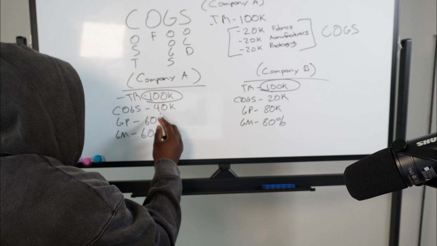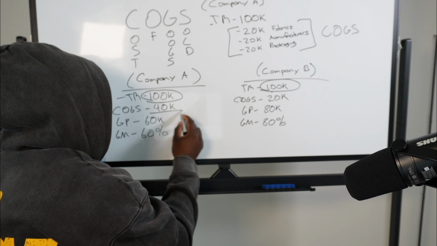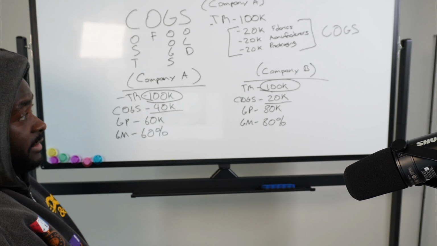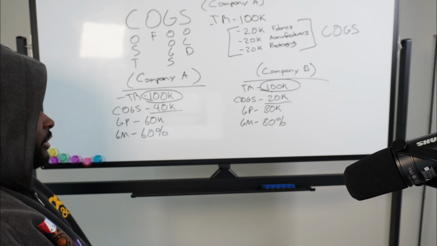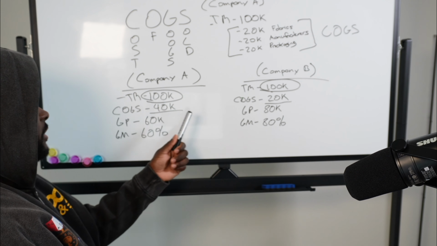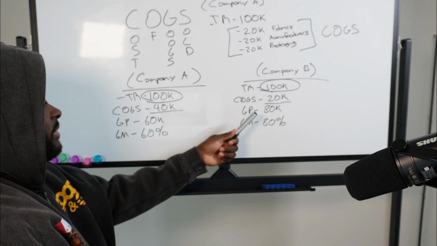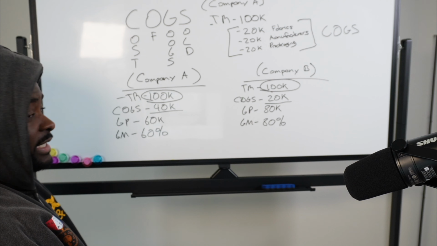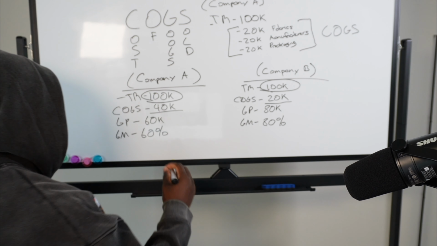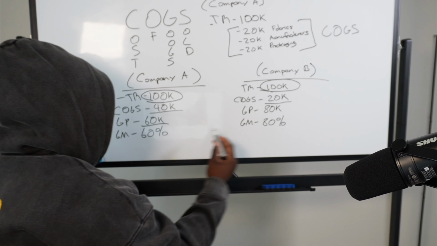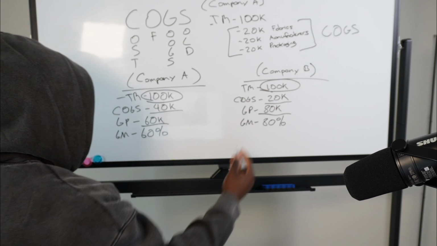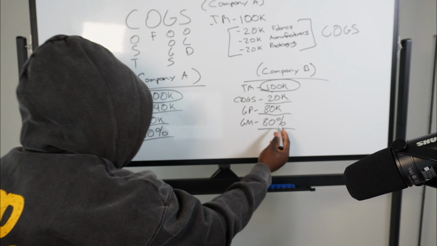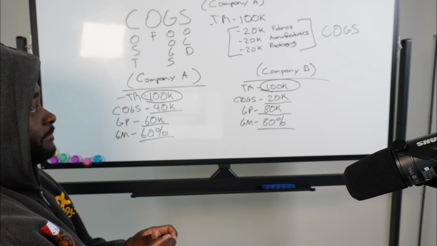You see this company, it costs them double what it costs this company to produce the product. And in this example, they're clothes. So it's costing company A double what it costs company B to produce the clothes. And then you see that start to show up in the gross profits, 60K. They're making a whole $20,000 more, and you see it show up in the gross margins. Their gross margins are much better at 80%.